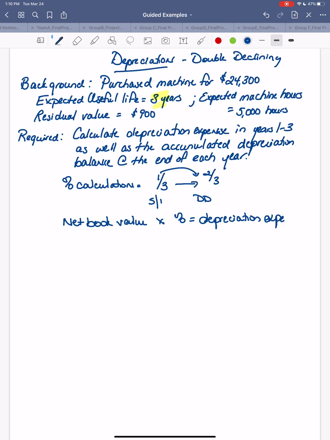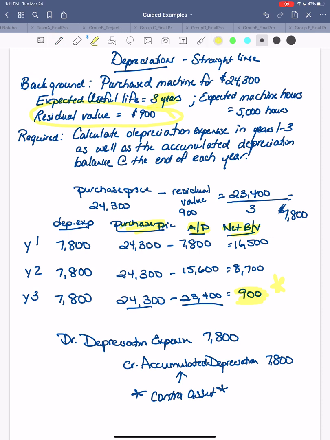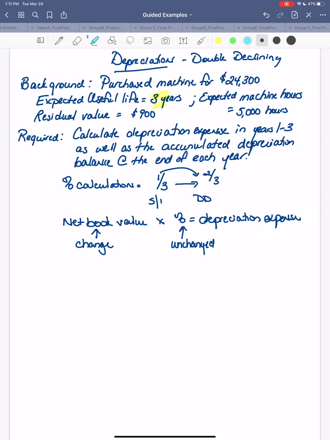All right, let's stop and think about this for a second. That percentage will remain unchanged throughout the life of the asset, but the net book value will change, right? Because let's go back and look at straight line for a second. Look at that net book value over here. That net book value changed every single time, right? Because as the purchase price stayed the same, the accumulated depreciation would go up. As that went up, it decreased the net book value. All right, so key point there.